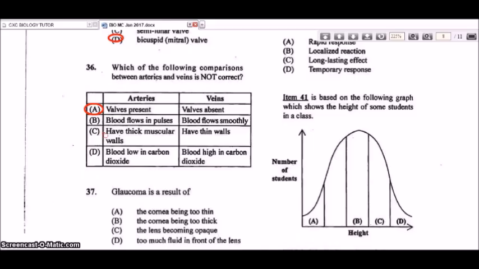So that is with some exceptions, because the pulmonary vein carries oxygenated blood to the heart, and the pulmonary artery is going to be high in carbon dioxide because that is going to be lacking oxygen and going back to the lungs to pick up oxygen. So that is the correct answer there. So A, the valves present and valves absent, that is incorrect.